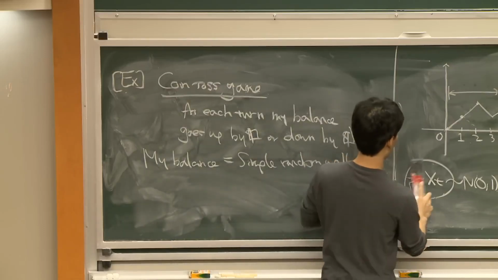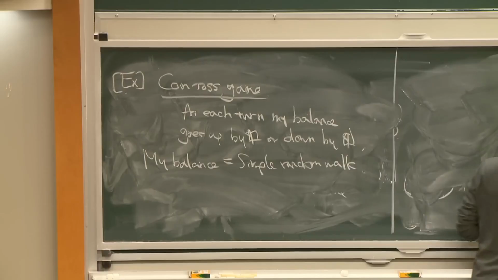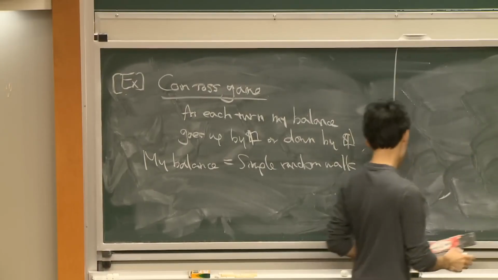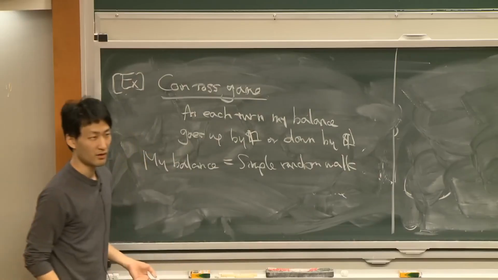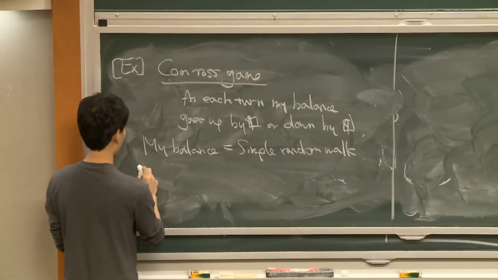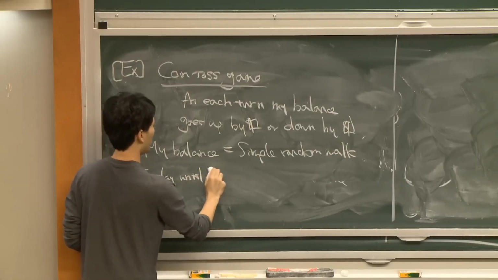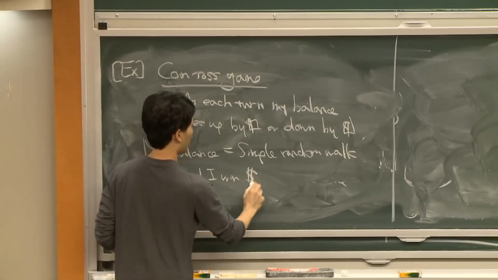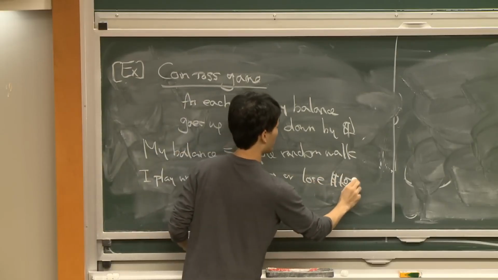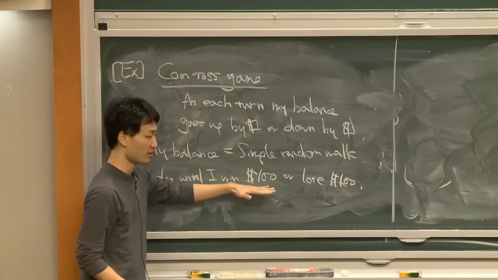And then I say the following. You know what? I'm going to play. I want to make money. So I'm going to play until I win $100 or I lose $100. What is the probability that I will stop after winning $100?